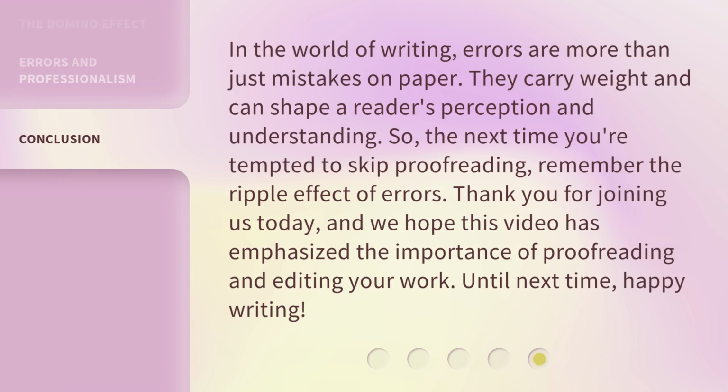In the world of writing, errors are more than just mistakes on paper. They carry weight and can shape a reader's perception and understanding. So, the next time you're tempted to skip proofreading, remember the ripple effect of errors.